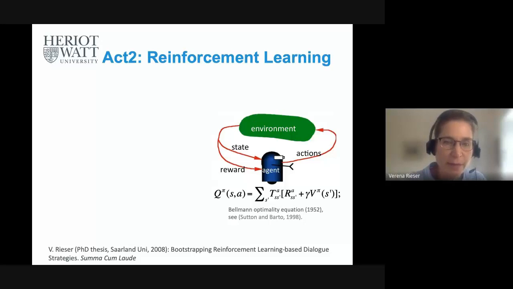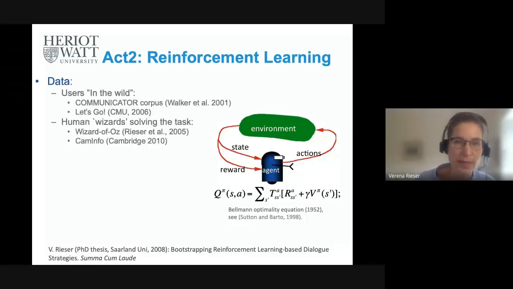And based on this information, it updates what we call a Q function. So this is some sort of value function over a policy pi, which assigns a value to each state and action pair. And then you train this on a lot of data in order to get estimates of how good an action in a certain context is.